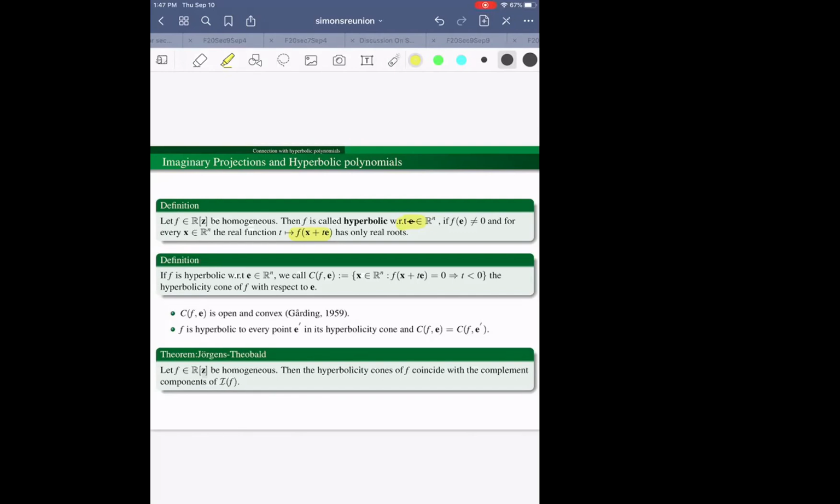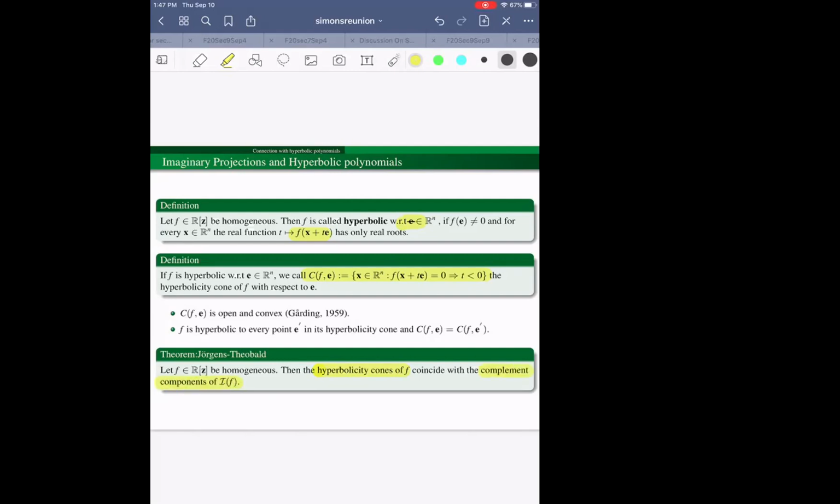If we have a hyperbolic polynomial, then there is always a hyperbolicity cone associated with it, which is the set of points for which the univariate polynomial will always have negative roots. It is also known, due to Gårding, that this hyperbolicity cone is open and convex. In this direction, a remarkable result proved that hyperbolicity cones of F coincide with the complement components of the imaginary projection of F.